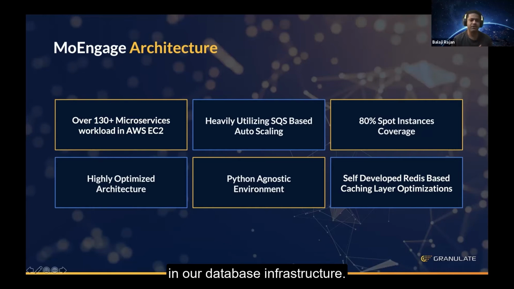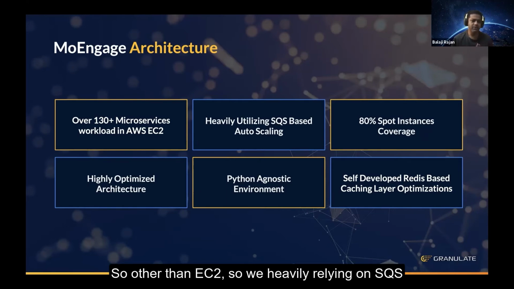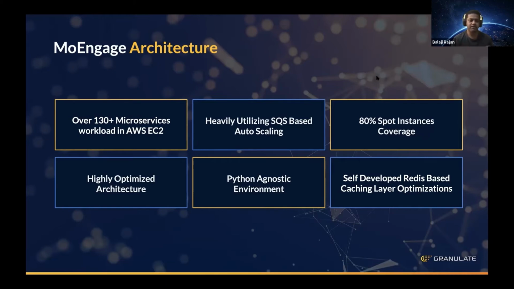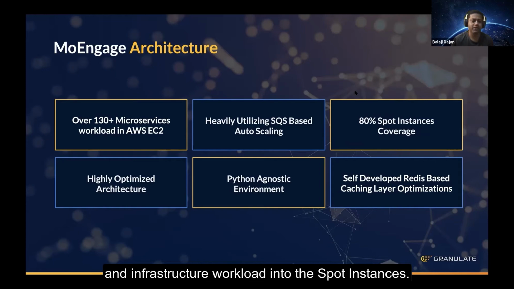in our AWS infrastructure. It uses multiple AWS resources, not just EC2. You name it, any other AWS feature, we are using it. Other than EC2, we are heavily relying on SQS for receiving and sending messages. And most of this workload happens on spot instances. Luckily, we were able to optimize all of our infrastructure workload onto spot instances.